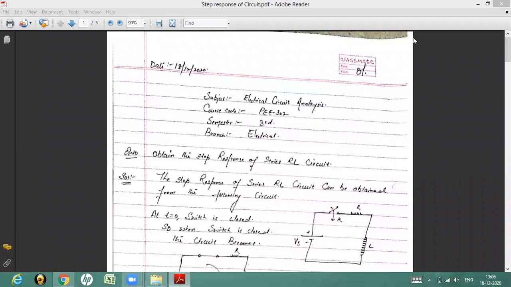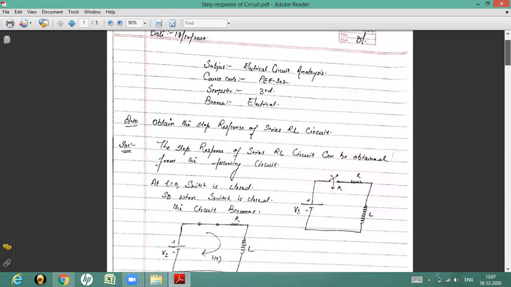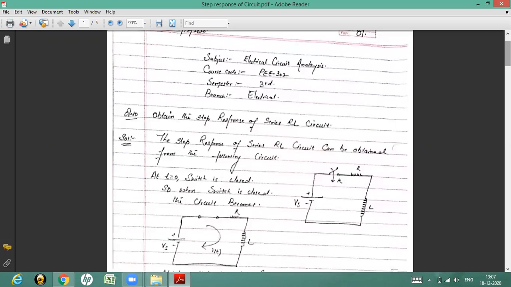Today we will discuss another thing in the transient analysis, and this is basically the step response of series RL circuit and step response of series RC circuit. Now, the question is how you can calculate the step response of series RL circuit. So, for calculating the step response of series RL circuit, we have the following circuit.